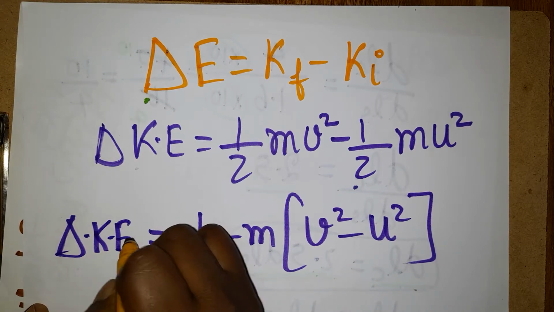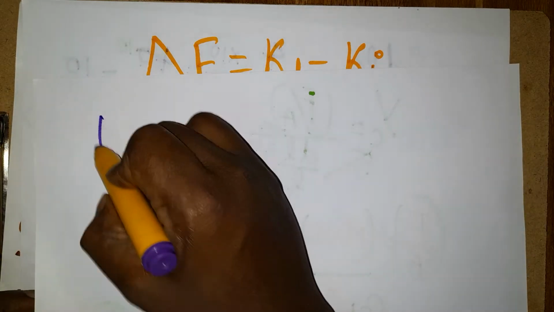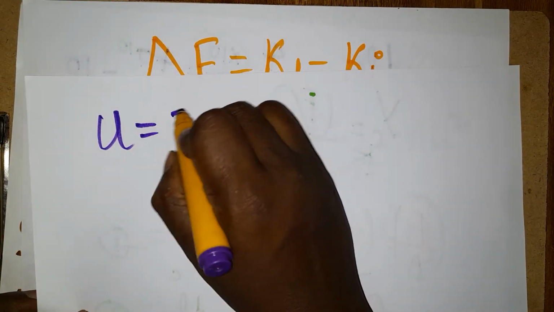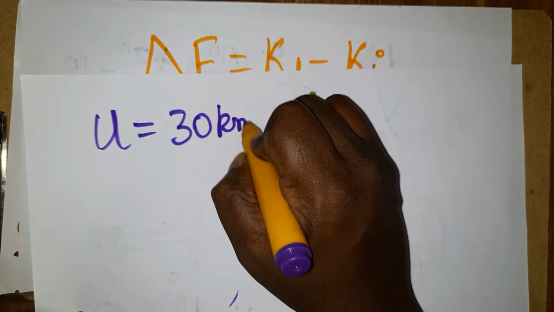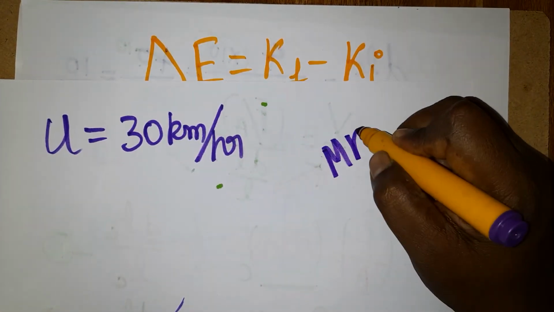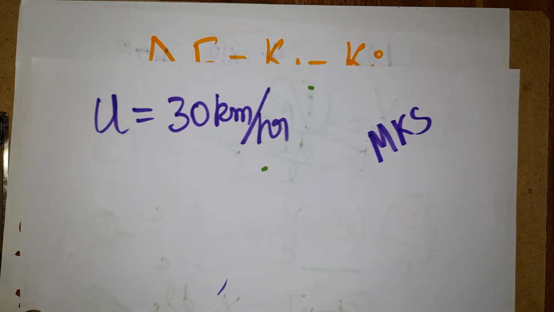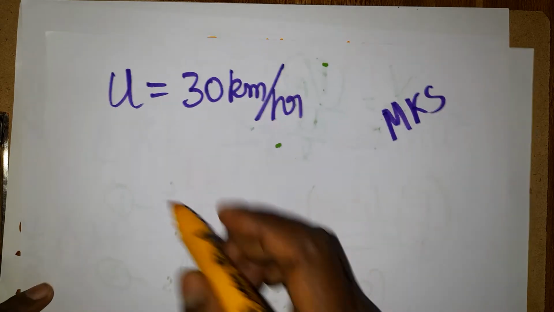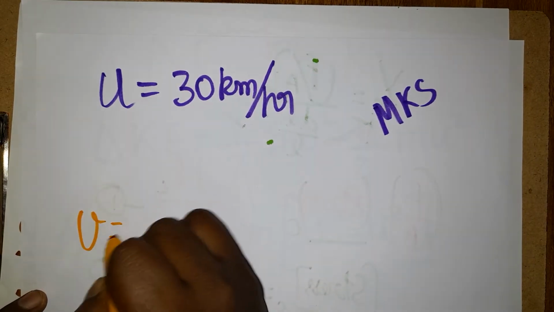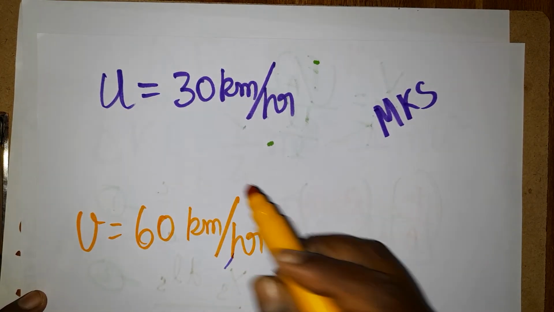Now what is the initial velocity? 30 km per hour. What is the final velocity? 60 km per hour. Always you should do the problem in the MKS system, meter kilogram second. The problem is not in SI units, so first you should convert to SI units. Initial velocity 30 and final velocity 60 km per hour, both you should convert to meter per second.